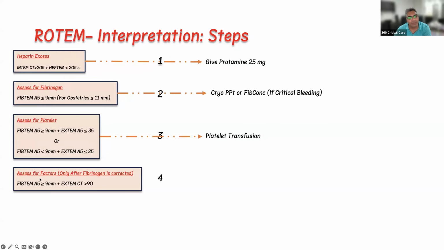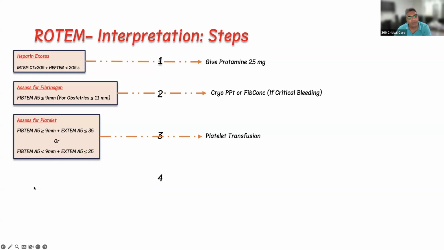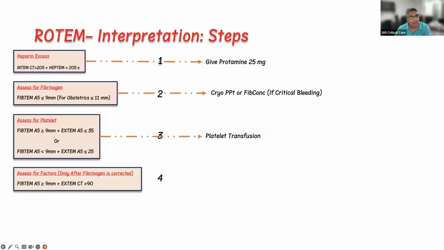Okay. So the fourth step, as I said, is to assess the factors. In this case, the FIBTEM A5 will be more than 9, that is normal, and the EXTEM CT is more than 90, which is abnormal. Okay, you have corrected the fibrinogen, but still the EXTEM CT is prolonged. That means your platelet is corrected, your fibrinogen is corrected, but still you have a coagulopathy, which is because of the coagulation factors. So you give FFPs or prothrombinics.